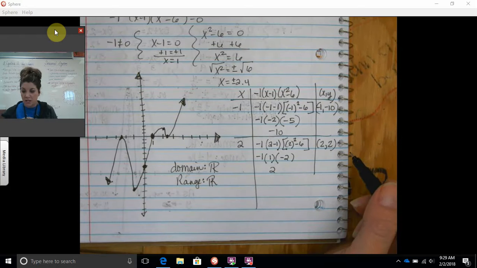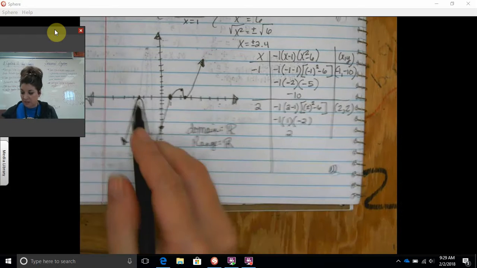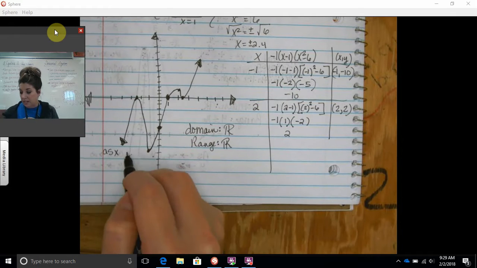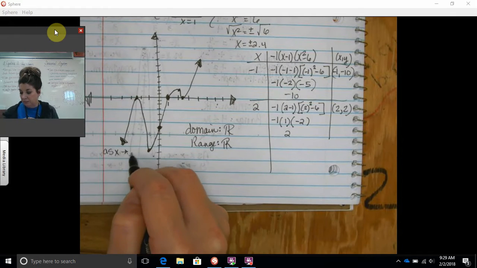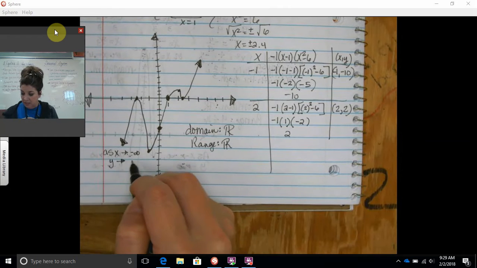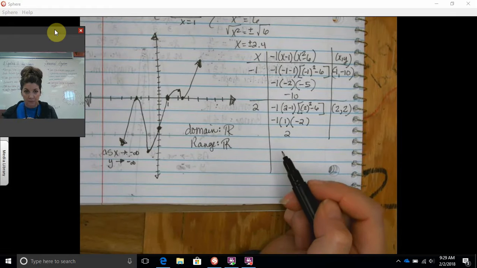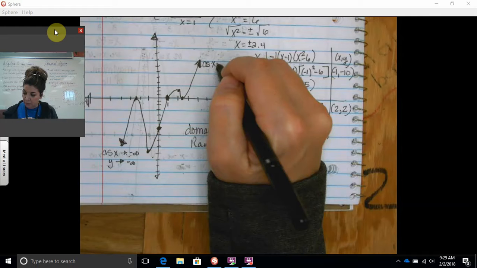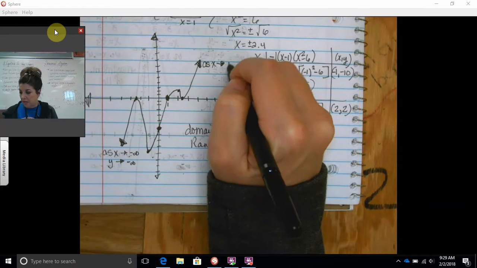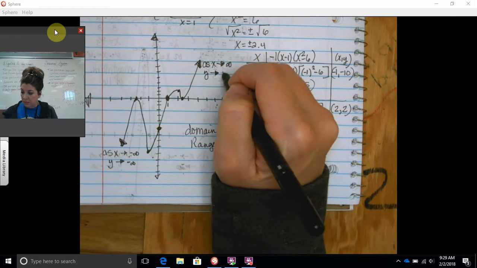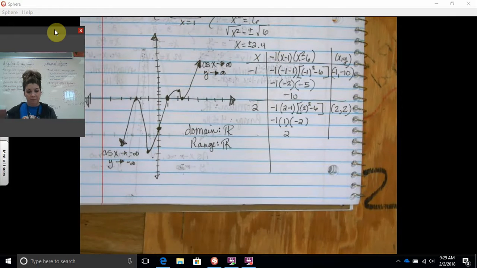Coolio? How will I describe the left side of my graph? What is x approaching? Negative infinity, and y is approaching negative infinity. The right side, as x approaches positive infinity, y approaches positive infinity. Any questions on that?